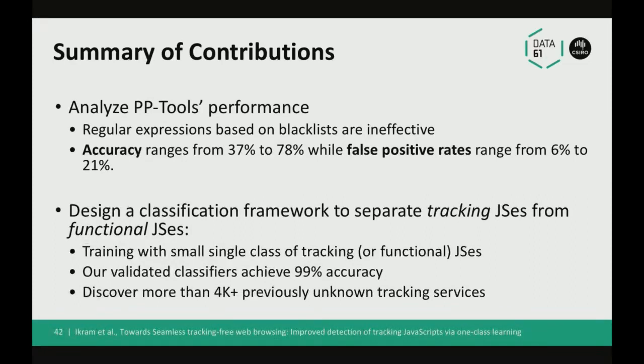With the new framework that we designed in our work, which can be trained with only one single class, I have shown how we can train that classifier, and it can achieve validity accuracy up to 99%. And of course, in the process we can discover more trackers that were previously unknown to the privacy preserving lists or blacklist services.